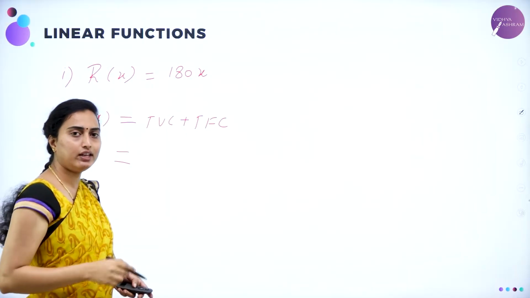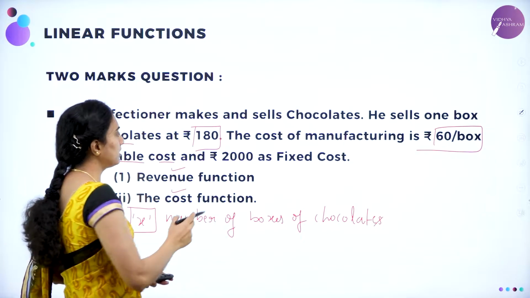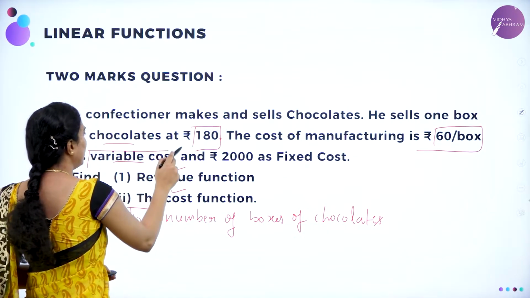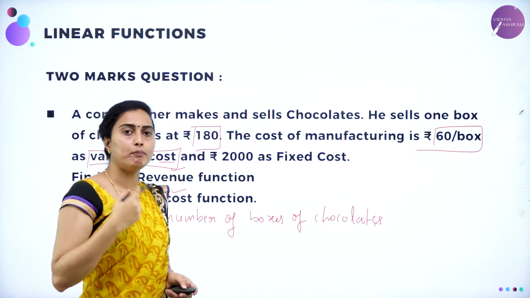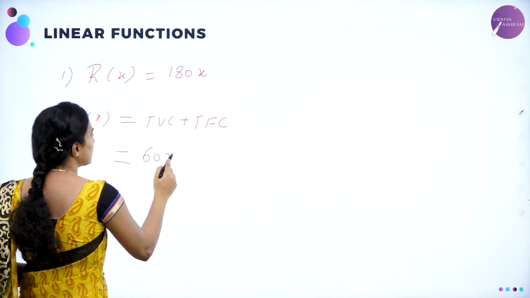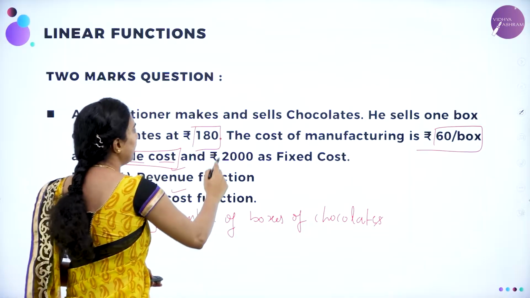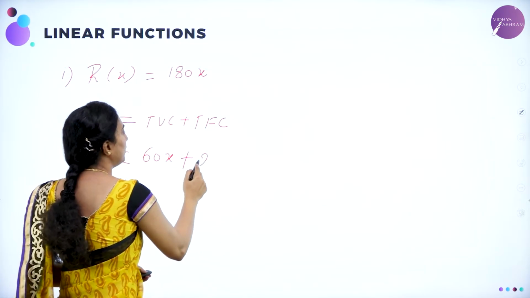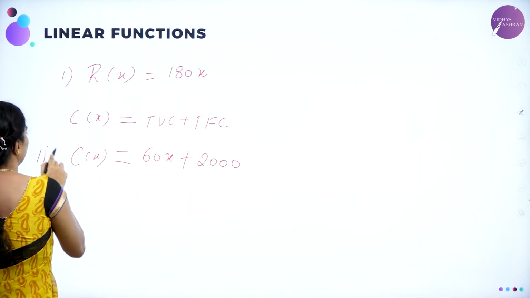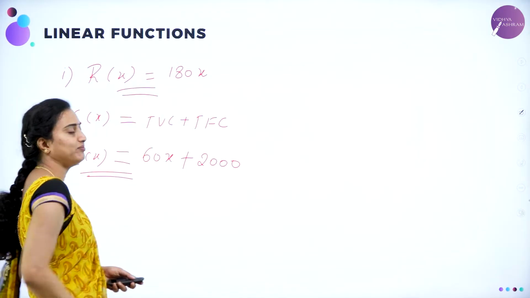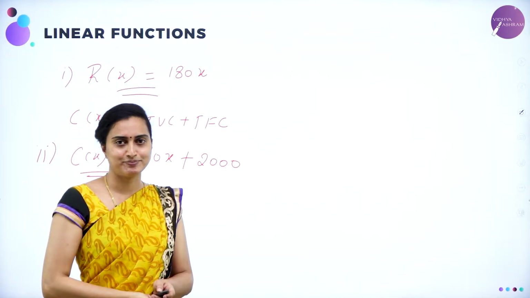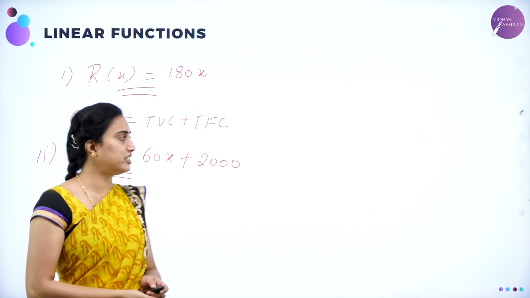Now, what is total variable cost? The cost of manufacturing is rupees 60 per box as a variable cost. So, 60 per box, and the number of boxes I have taken is X. Therefore, it will become 60 into X plus the total fixed cost, which is 2000. That is your answer for the second one. I hope you understood this one. That's it, dears. This type of question will be asked for a 2 marker. Now we'll be moving on to the next question, dears.